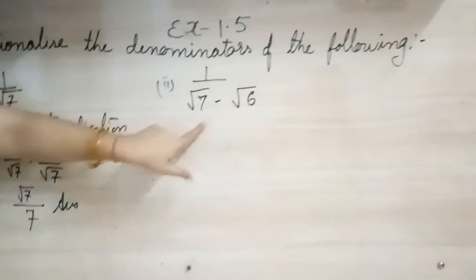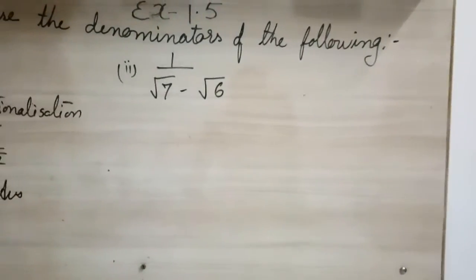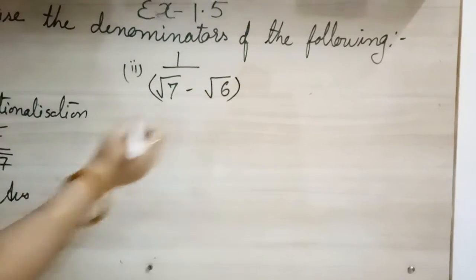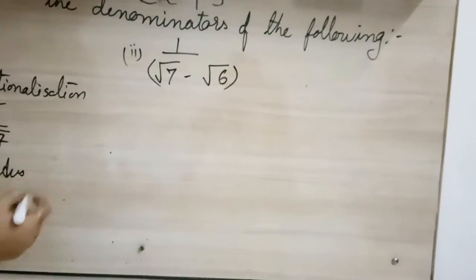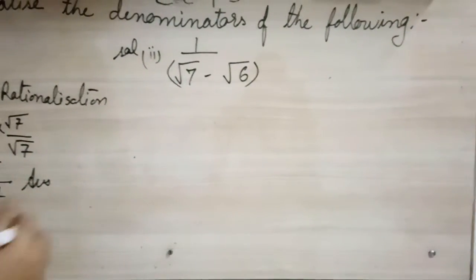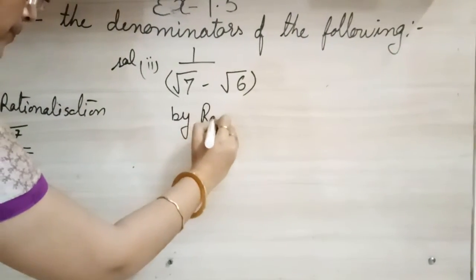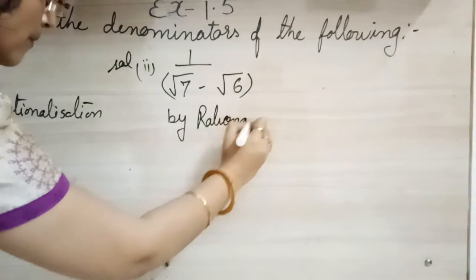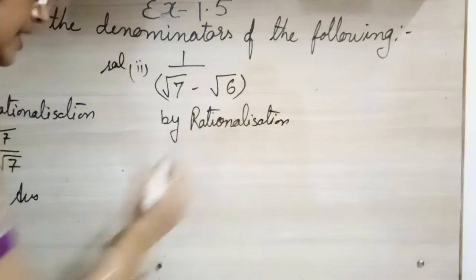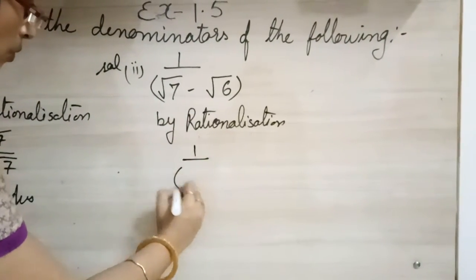Here two terms are given in the denominator. If you observe properly, then how will we rationalize the denominator? First step, put the bracket. If they do not give it in the question, in our solution the first step will be to put the brackets. Then by rationalization, what are we going to do?